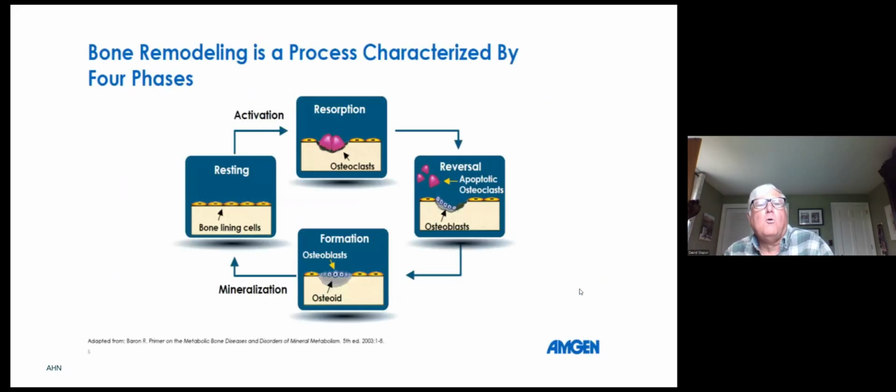So here's the whole bone remodeling process in a nutshell. You've got resorption and then reversal with formation, followed by mineralization. And this is all through the osteoclasts and osteoblasts, producing the osteoid and then mineralizing it to get normal bone. And this goes on constantly.